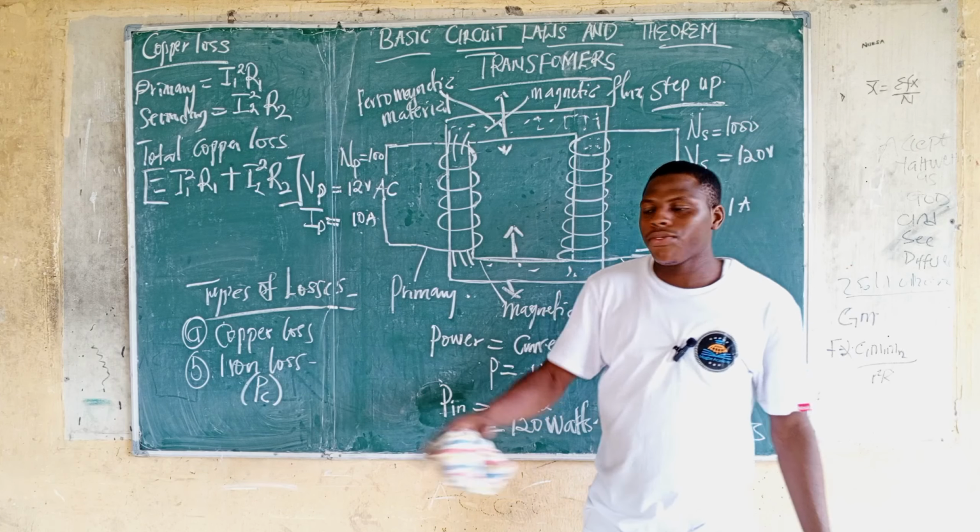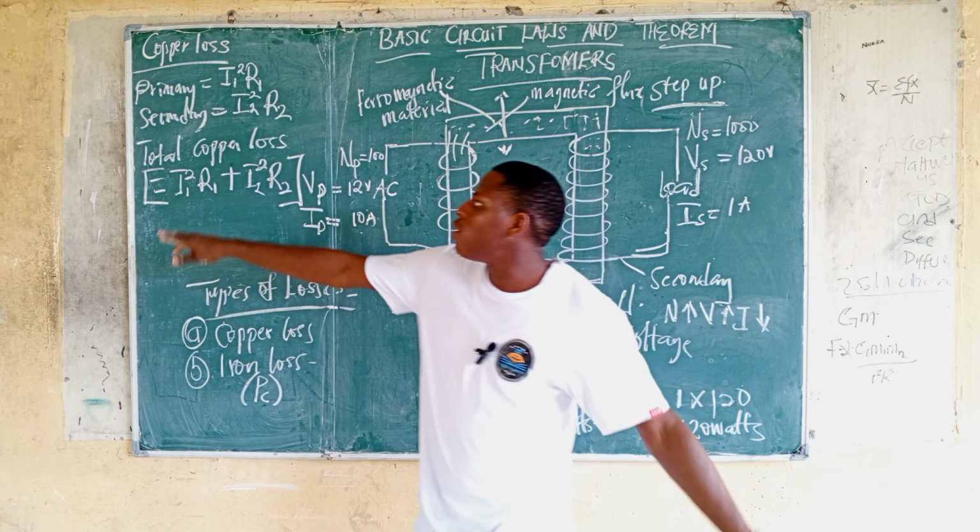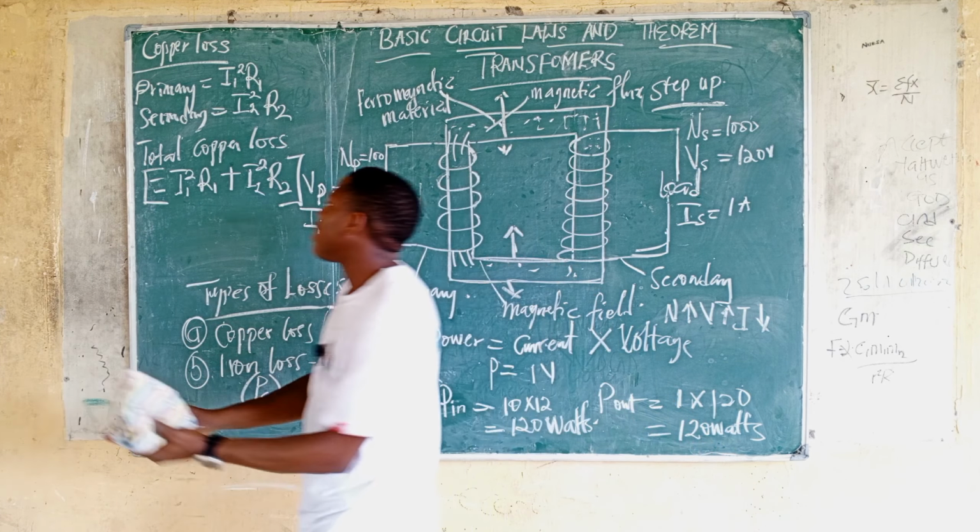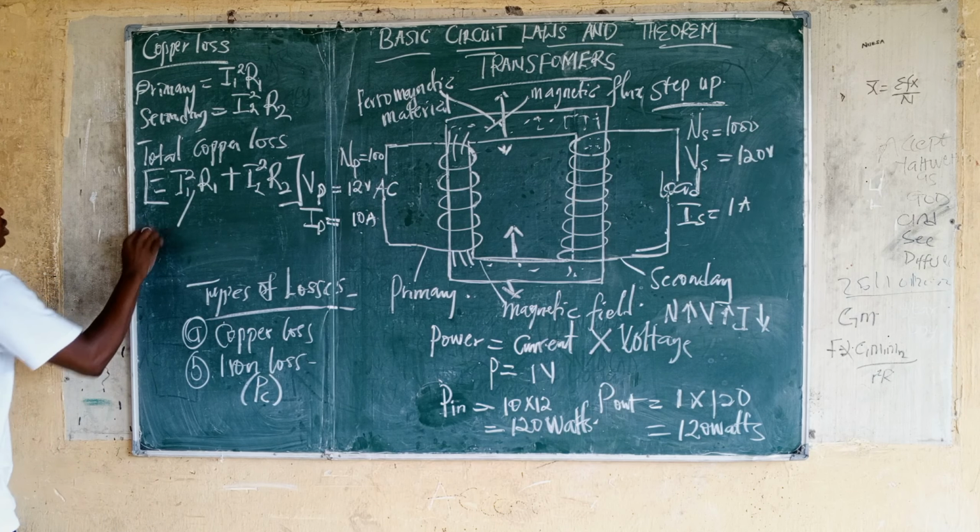And I told you to calculate for your copper loss, you use this formula. You first get your primary. So this one here is your primary.